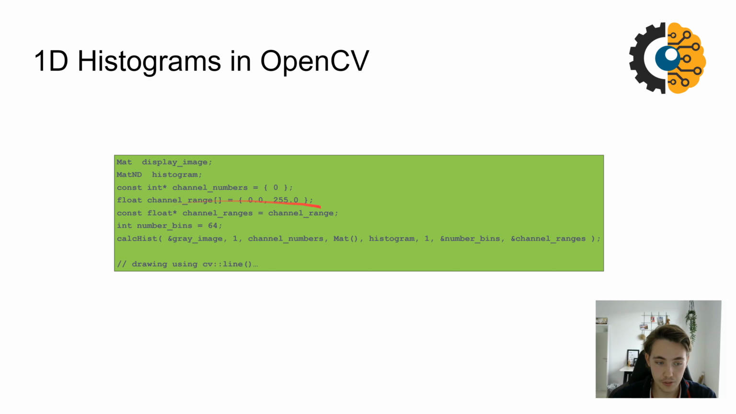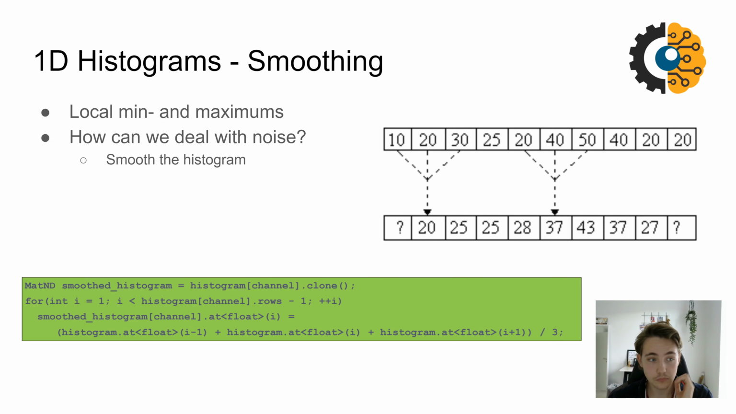Then we set it up here, and use the function where we plug in all the information and the parameters that we need to pass to the function. Then we calculate the histogram for the image, and we can use cv line to draw the actual histogram, which we'll show later in this video with an example.